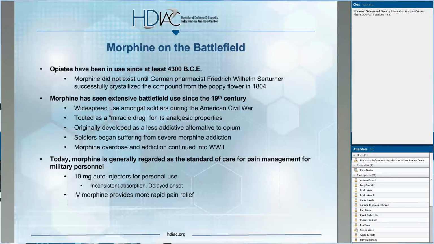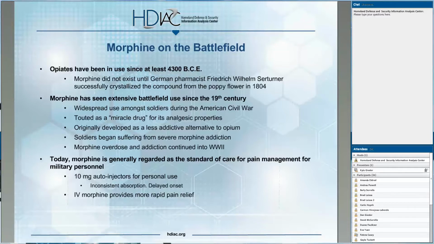Morphine and opioids in particular have a long history on the battlefield, to say the least. Poppy seeds and opiates have been around since 4300 BC at least, and they were protected vigorously along the Silk Roads. But morphine itself, interestingly enough, wasn't used in pervasive military medicine until the German pharmacist Friedrich Wilhelm Sertürner crystallized the compound from the poppy flower in 1804, and he originally thought that this would be a non-addictive form of poppy, although morphine is the active ingredient of poppy that is known to induce analgesia. This wasn't known at the time.